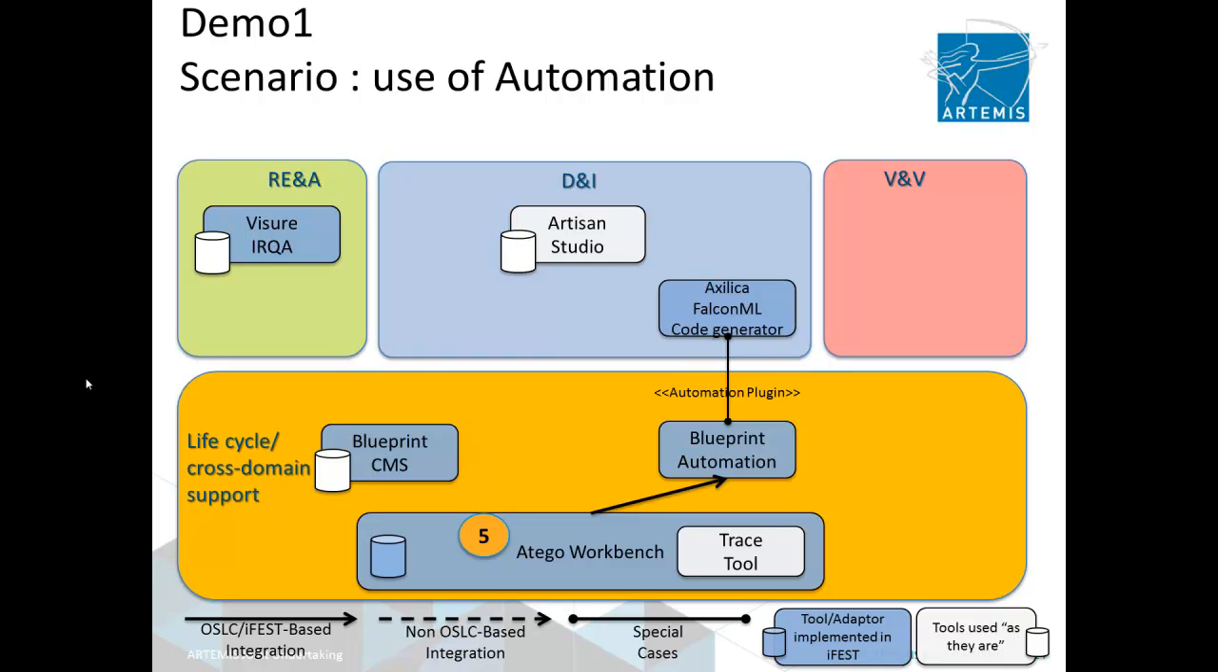The next step is to take the OMG XMI file generated from the digital receiver design and automatically generate C and VHDL code files. This is compliant with the standard interchange format as defined in the IFEST specification. The Blueprint Automation Server implements the IFEST automation specification to provide a generic solution for any command line tool. IFEST is able to demonstrate how Atego Workbench integrates with the automation server to manage the input and output parameters over time and control the execution of command line tools.